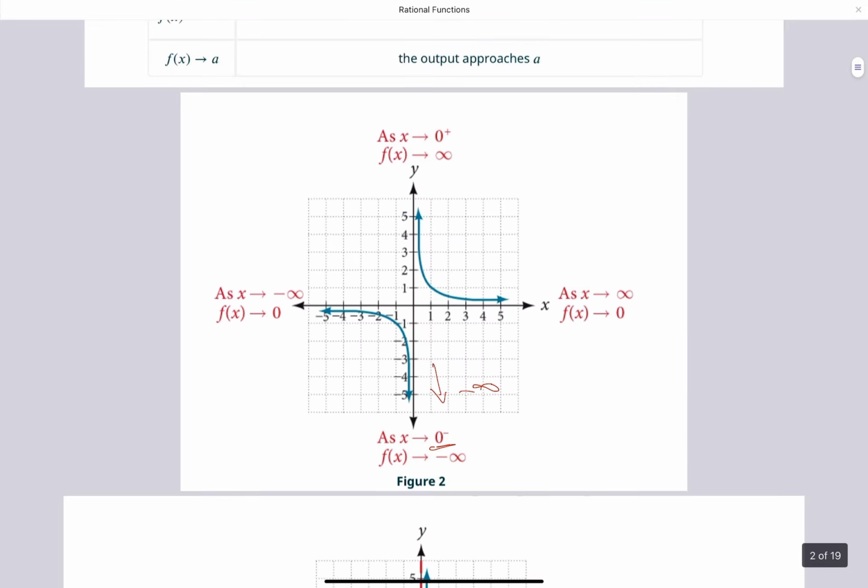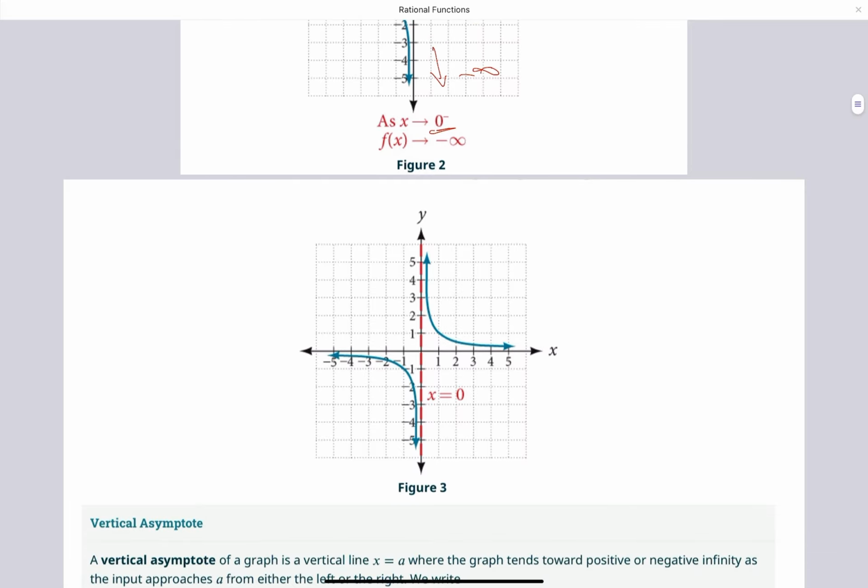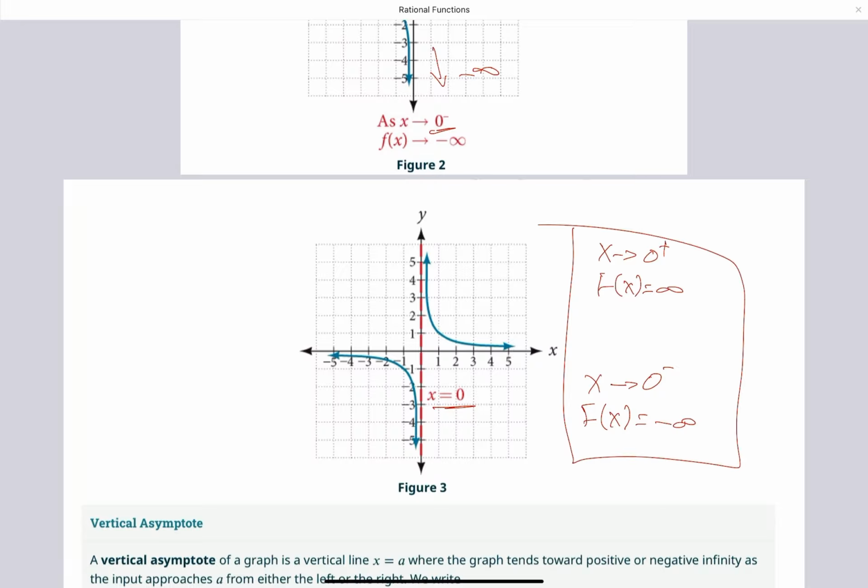Moving on to this, as you can tell, as x approaches 0 from the left side, f of x tends to negative infinity, and as x approaches 0 from the right side, f of x tends to infinity. Now, what about these two? Well, this basically tells us that x = 0 is a vertical asymptote.